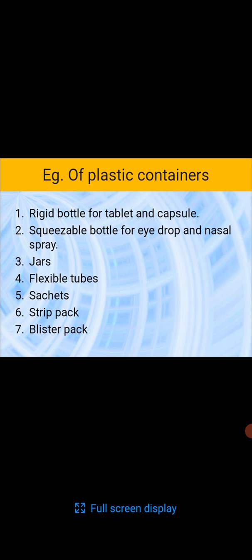For example, plastic containers: solid bottles for tablets and capsules, which are rigid bottles; squeezable bottles for eye drops and nasal sprays, the ones you squeeze to deliver the dose; jars; flexible tubes; sachets; strip bags and blister packs.